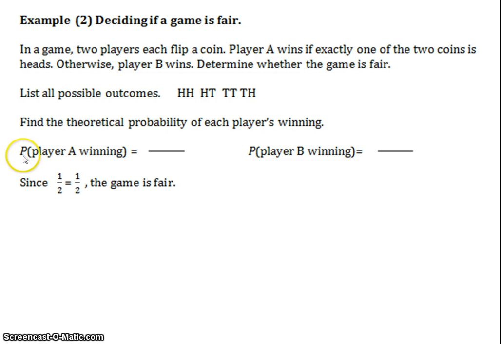Player A, what's the probability of them winning? Again, player A wins if exactly 1 coin is heads. So up here, out of the 4 possibilities, how many are only 1 heads occurring? We'll write that probability here. Player B wins. Write their probability over here.